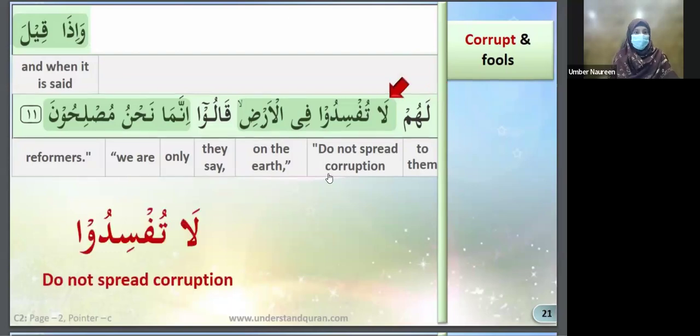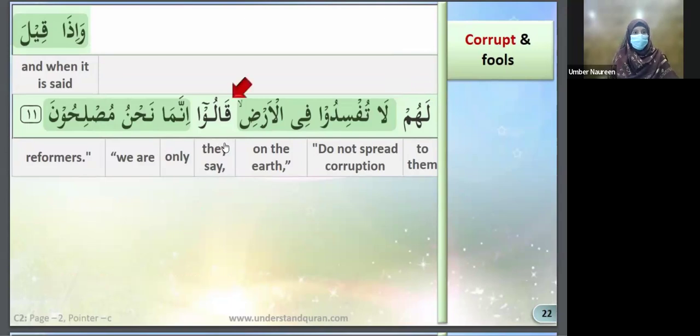The meaning: la, do not. Tufsidu, corruption. La tufsidu, do not spread corruption. Fil ardi, on the earth. Fi meaning we have read as in, but here, according to the context, we are reading it as on.